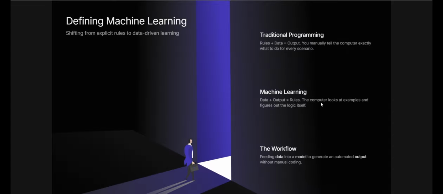So what is machine learning? Let's understand what it actually means. In traditional programming, we write rules and give them to the computer to follow. But in machine learning, instead of writing rules, we provide data and the computer learns patterns from that data. So machine learning is basically the ability of a system to learn from data and improve its performance without being explicitly programmed. The more data it gets, the better it becomes.